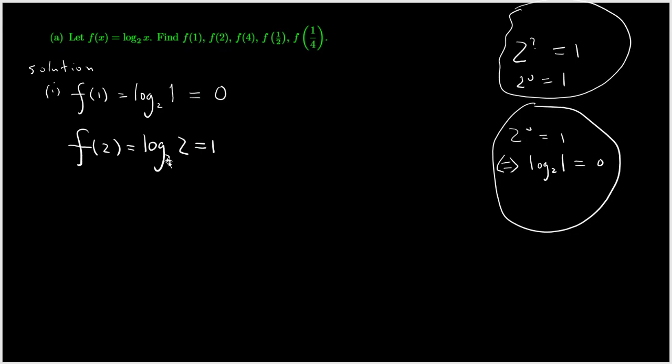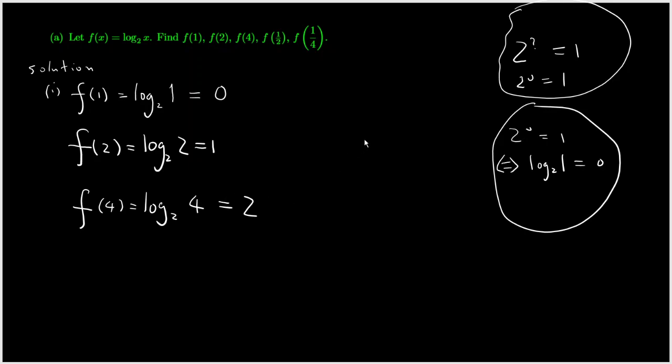Because the base 2 raised to the power of 1 is equal to 2. That's why the log value is 1. Okay, now let's try something more complicated. The value of the function at 4, we are trying to compute the log to the base 2 of 4. 2 raised to what power is equal to 4? That's 2. All of you got it, I think.